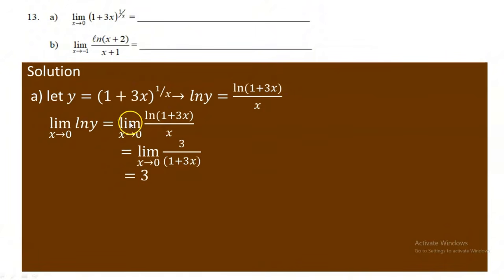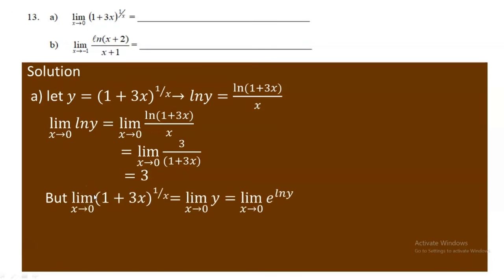This is not the answer. What we obtain here is the limit of ln y, not y, right? Our intention is to know what the limit of y is as x approaches 0. So the limit we are going to answer is equivalent to the limit of y as x approaches 0, because by assumption we said that this is y. But we know that y can be written as e to the power of ln y. And from this it is going to be e to the power of the limit as x approaches 0 of ln y. So this is going to be e to the power of 3, because the limit of ln y as x approaches 0 is already obtained to be 3. So e to the power of 3 comes. Done. Simple, right? Now comes b, students.